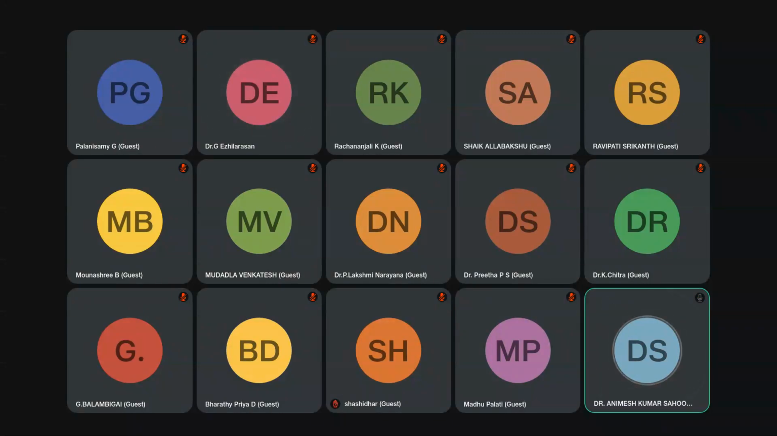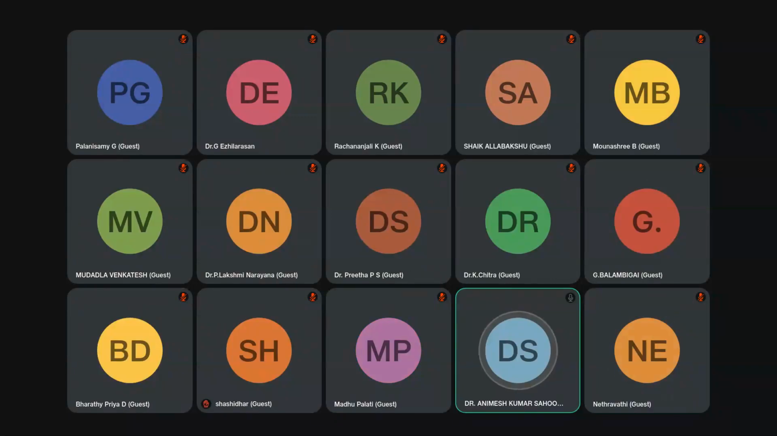There is a question in the chat box from Ms. Punita, I think: real-time simulation software for microgrid frameworks. At IIT Dharwad, we use OPAL-RT. You might know this company. They call it real-time simulation. Whatever offline simulation you developed, you dump it into a real-time simulator provided by the OPAL-RT company.